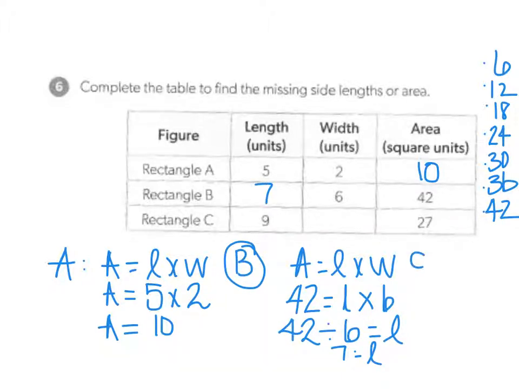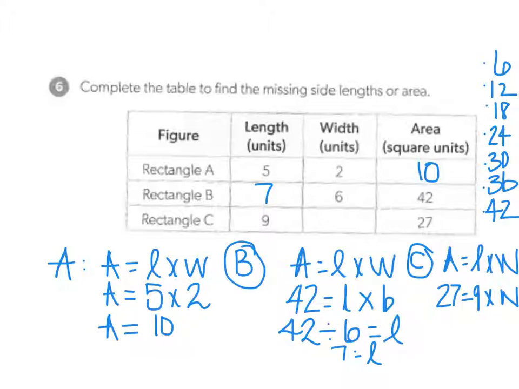Now let's take a look at rectangle C. Again, we know that area is equal to length times width. We are going to plug in what we know. We know that the area was 27, the length is 9, times the width, which we're not sure about. So what am I going to have to do with 27 and 9 in order to figure out the width? Pause the video while you work to solve for W. Replay when you are ready or if you get stuck.